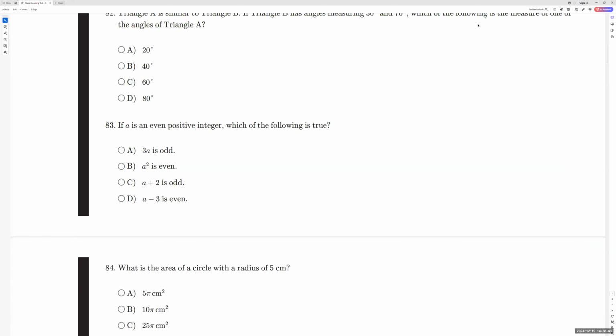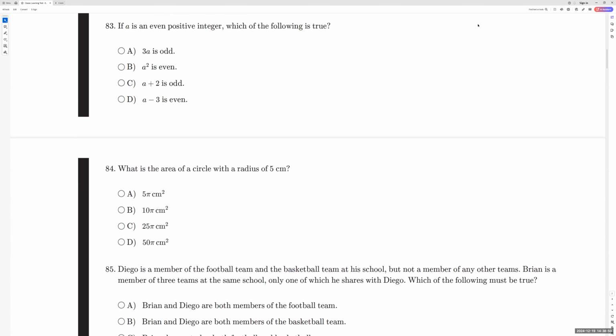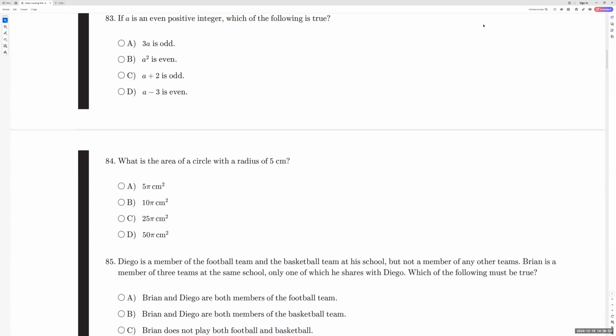All right, so we can see 83. 83 is an even positive integer. So what are those? The even positive integers are 2, 4, 6, and so on, divisible by 2. It's better not to use 2 because that's the first number. We want to use something like 4.